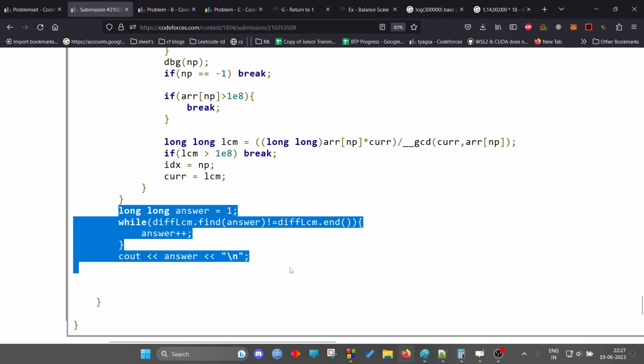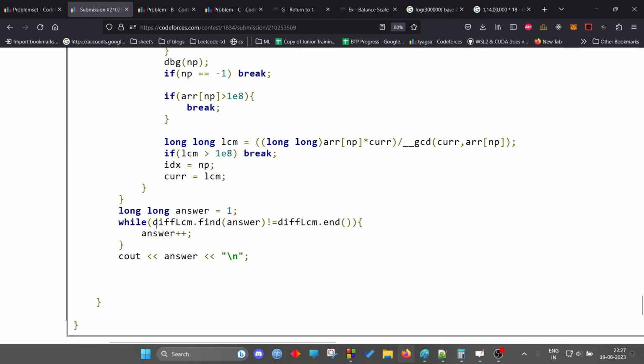And then finally we find the MEX. For MEX we don't need to do any optimization. Difference LCM is all the different LCMs that we have found. It's a set, and we just search in that set.